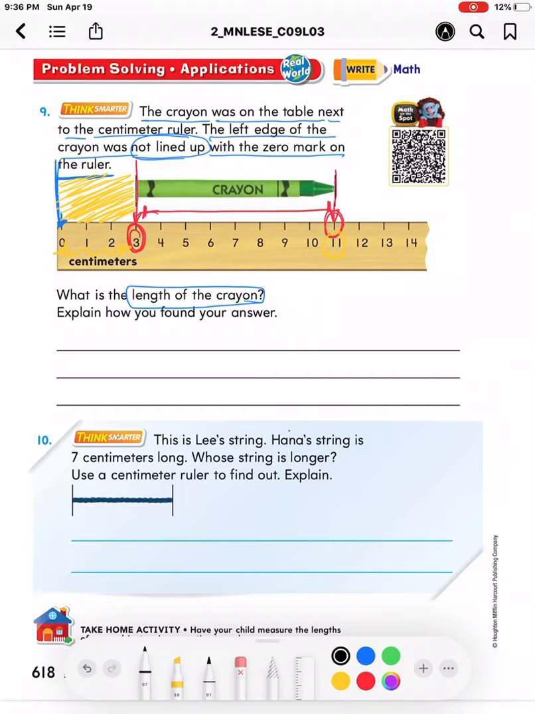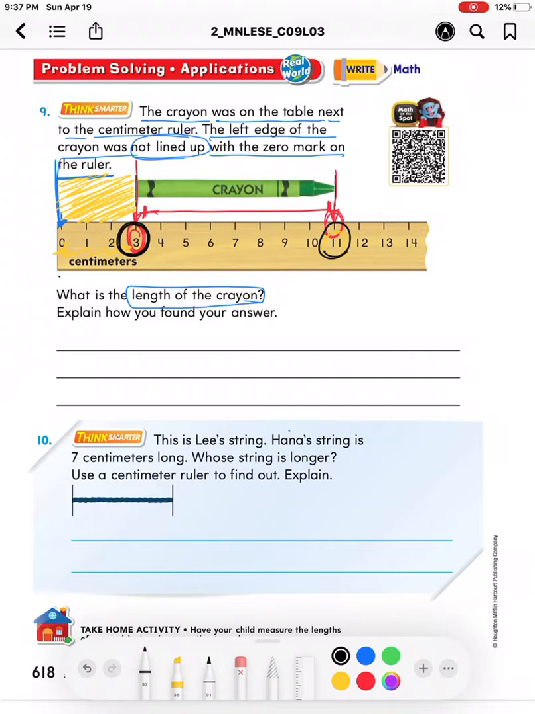When should I say that this is 11? If the crayon starts from here till it reaches here. If this is the crayon, at this point I'm starting from 0, so it's 11. But this is not the case. This is not the case right here. The case is that the crayon starts at 3 centimeter till it reaches 11 centimeter.